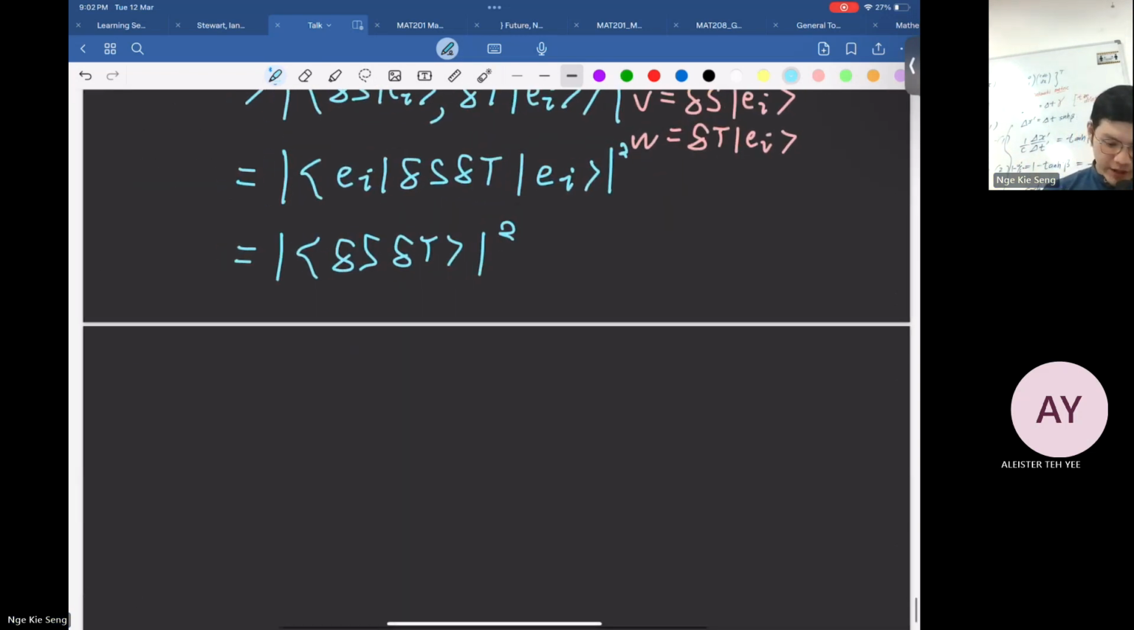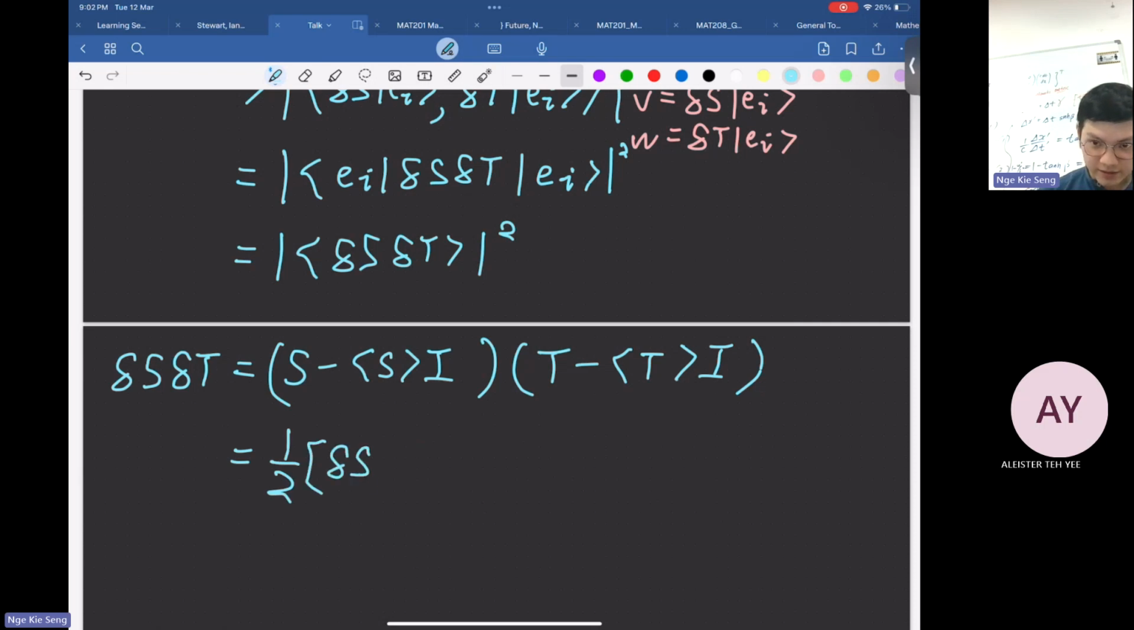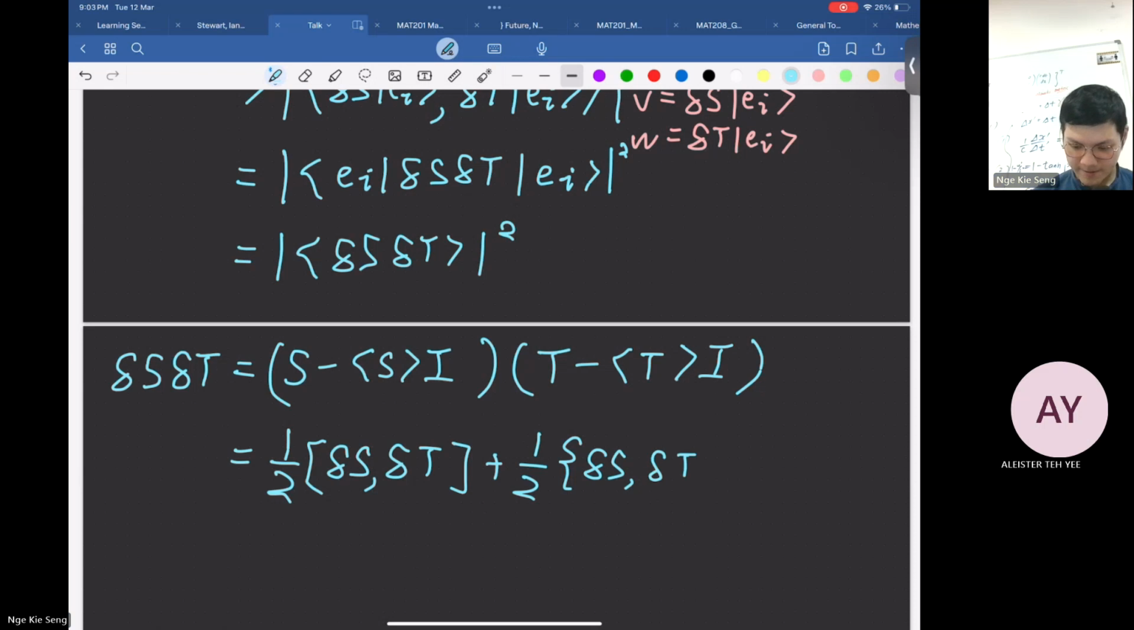We can understand it from the operator delta x times delta t. Can anyone recall what this is? It is X minus the expectation value of X times the identity, and T minus the expectation of T times the identity. There's one clever way to write this. You can write this as half of the commutator of delta x, delta t, plus half of the anti-commutator of delta x, delta t. So this relates this thing to a square bracket or curly bracket, the commutator and the anti-commutator.